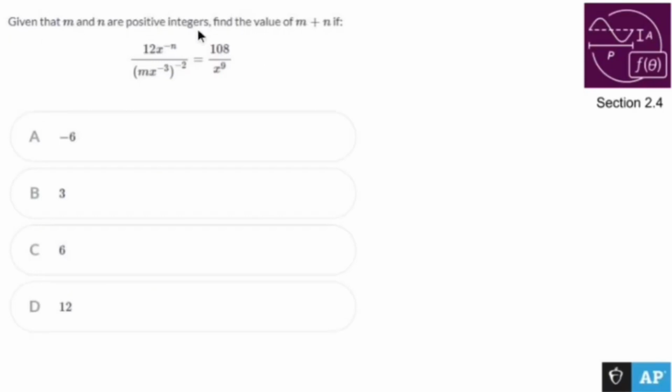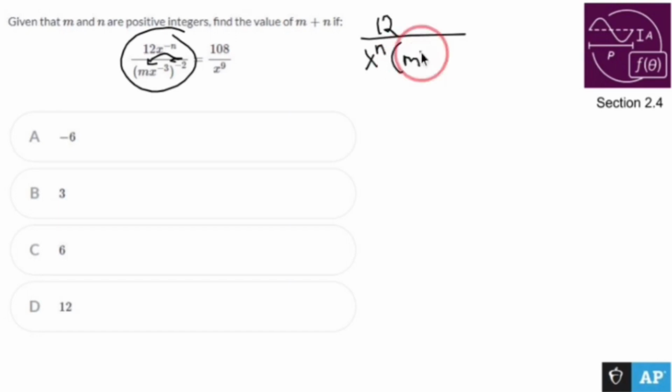Given that m and n are positive integers, find the value of m plus n if this happens. Gross. All right, so let's do a little bit of function manipulation and see what we get. I'm going to write this out as 12. I'm going to move x to the negative n to the bottom and make it x to the positive n. Whenever you have things being multiplied to an exponent, you multiply exponents. In this case, you would distribute that. So that parentheses down there becomes m to the negative 2, x to the positive 6.